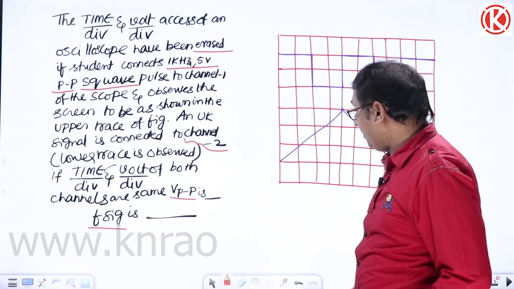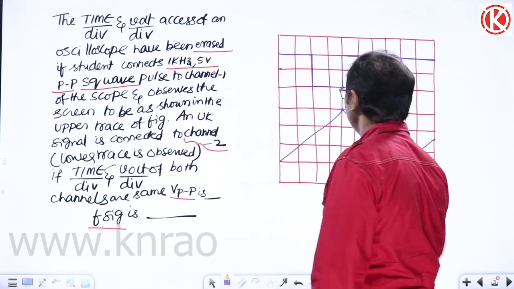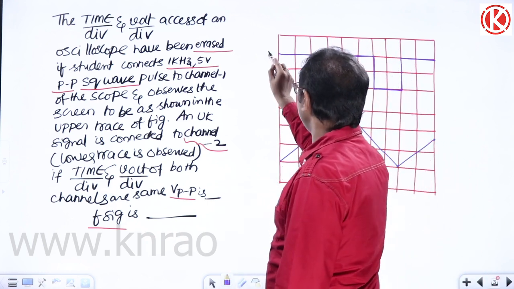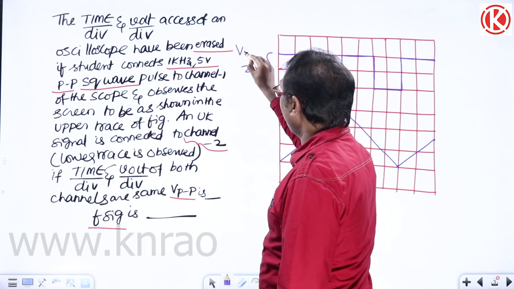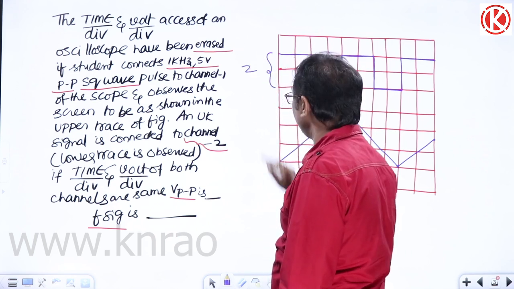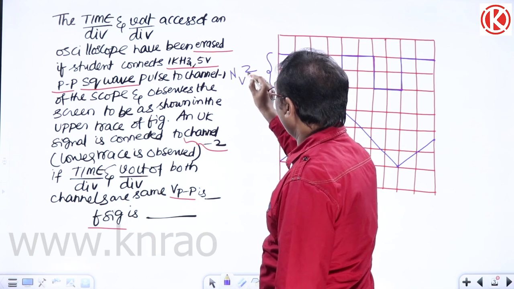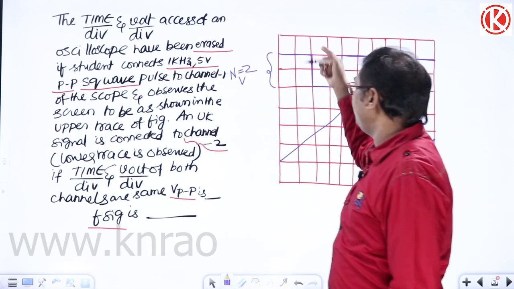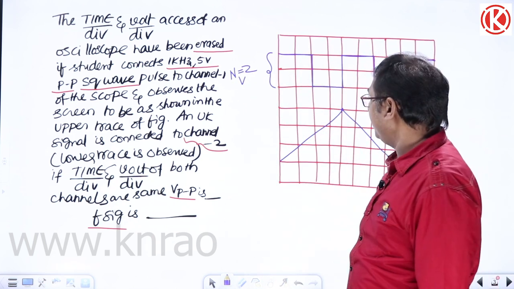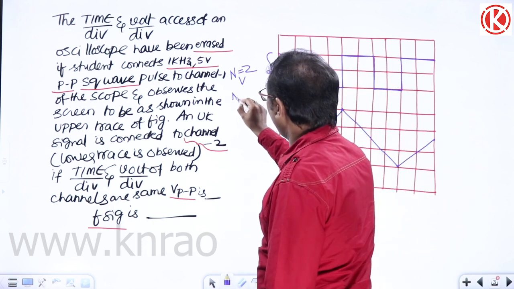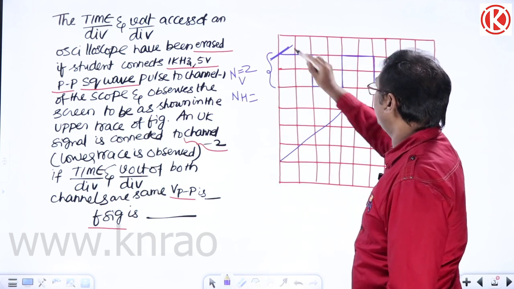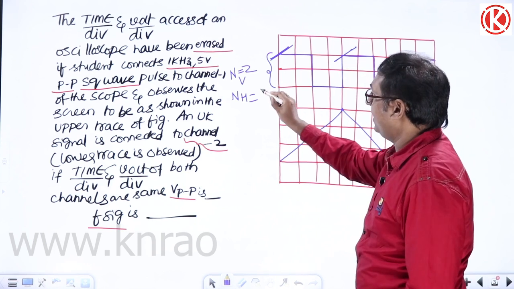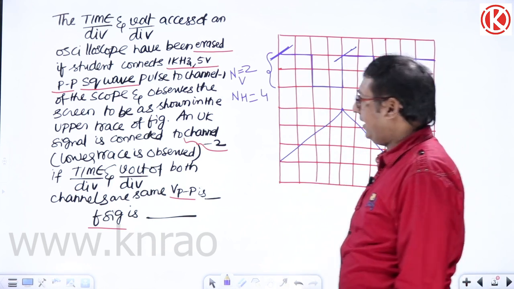Tell me please, how many divisions are occupied? If you take this as channel 1, how many vertical divisions are occupied for V peak to peak? Number of vertical divisions is only 2 divisions. Number of horizontal divisions, you have to calculate from here to here. How many, sir? It is 4.